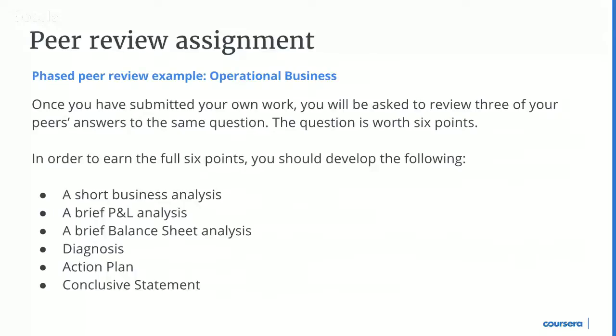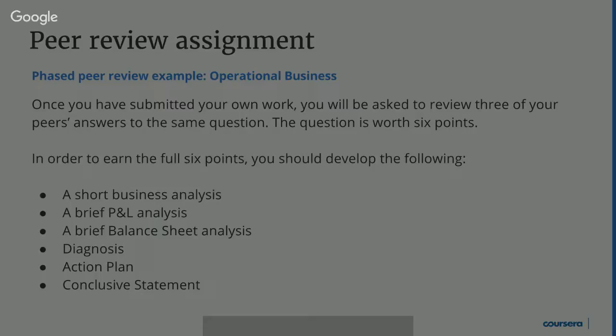Here's another example from an operational business course. Here, learners are asked to provide a business analysis and are also told that they need to review 3 of their peers' answers to the same question. They're clearly told that the question is worth 6 points, and there's also detail on what the learner needs to do in order to earn the full 6 points. They're told that they should develop a business analysis, a P&L analysis, a balance sheet analysis, diagnosis, action plans, and conclusive statements. Again, it needs to be very clear to the learner what they must do, and what they need to complete in order to earn credit.